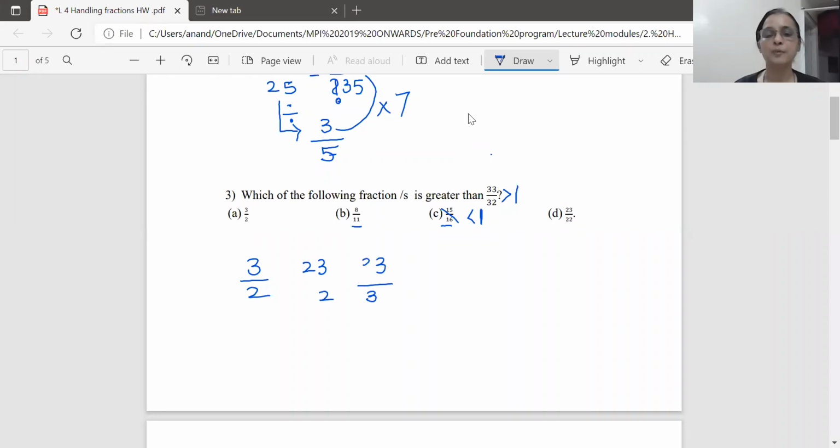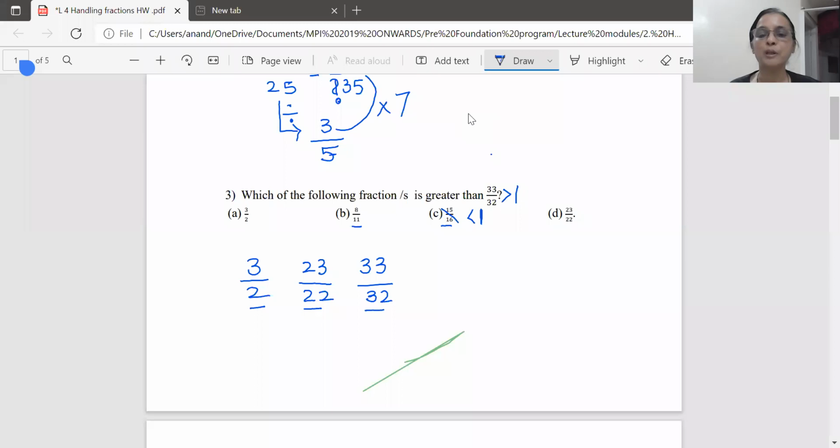Now we have learned one rule. When the difference in the numerator and denominator of a fraction is the same. Is it the same here? Difference of 1. Numerator and denominator, difference is 1. Those who have done good revision in the last lecture will remember that when the difference in numerator and denominator of fractions is the same, the smaller pair indicates the bigger fraction. Now, if I observe, both these fractions are smaller pairs compared to 33 upon 32.